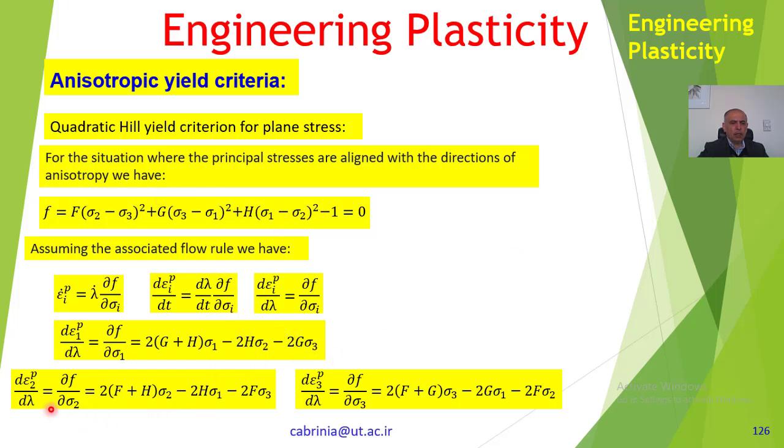Similarly for sigma 2 and sigma 3 we could do that: expand this parenthesis and differentiate it, partial differentiation relative to sigma 2, and we get these expressions. What are these expressions? They are the plastic strain components, the plastic strain increments in the directions of 1, 2, and 3.